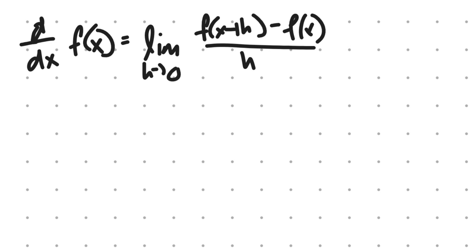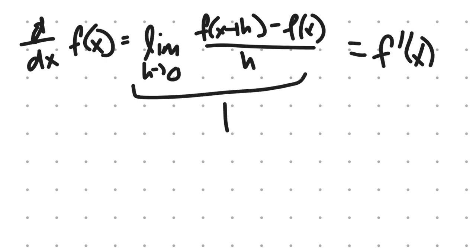Before we talk about the whole proof, I would like to talk about the definition of the derivative function. The derivative function f of x is the limit as h approaches 0 of f of x plus h minus f of x divided by h, which is also equal to f prime of x. So if we use this for our proof, it will be very nice.